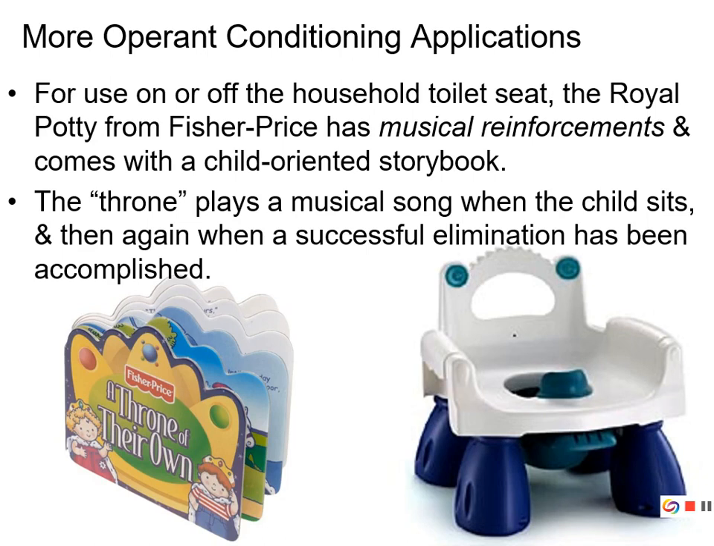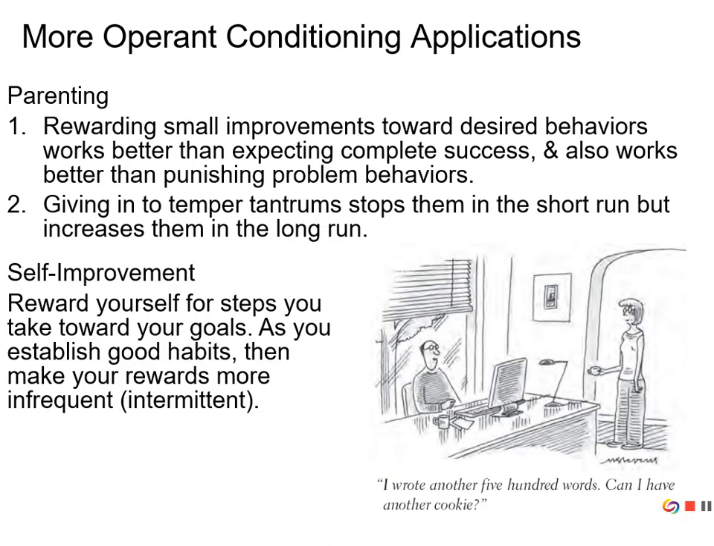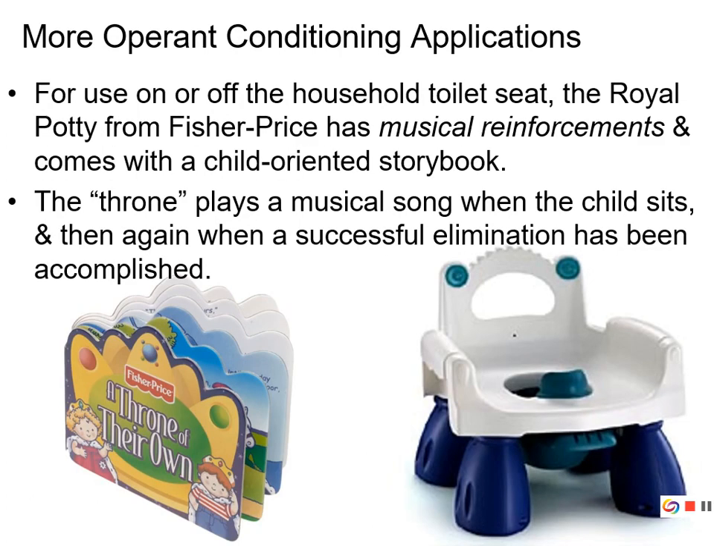This is a potty chair that I found when my daughter was about this age. It's a throne of their own. See, it comes with a storybook too. You know, you're the king. So what happens is that when a child sits on the potty chair, you can see the little button back there, that triggers a song, da da da da. All right, so that's awesome, well, you're the king, buddy. And so, look at this, reward small improvement toward desired behaviors. We're going to reward the act of sitting down on the potty first.